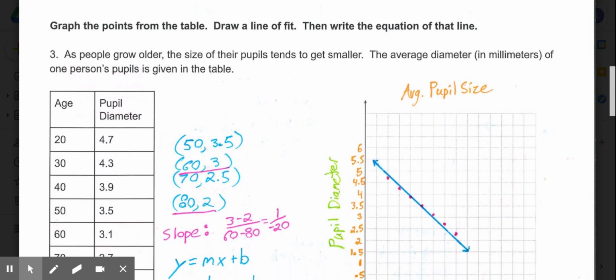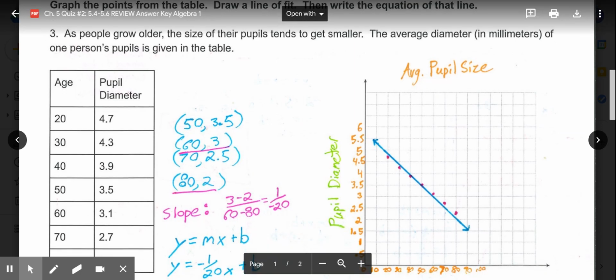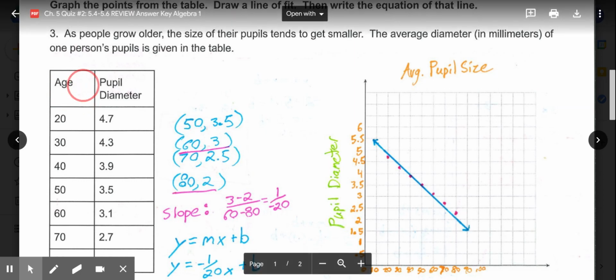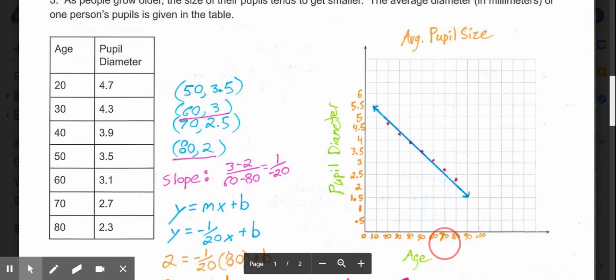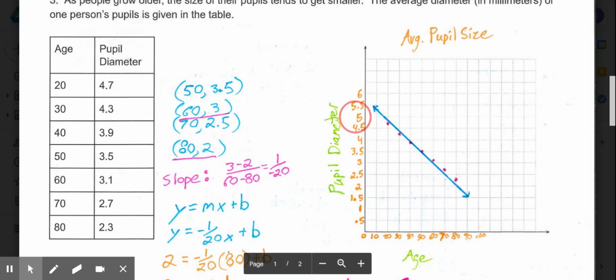Now if we look at number 3, graph the points from the table, draw your line of best fit, then write the equation of that line. So they gave us info about age and pupil diameter. If you're ever given a 2-column table like this, your left-hand column is your x values, the right-hand column are your y values. So x on the bottom, I went by tens for the age. Y on the side, I went by halves.